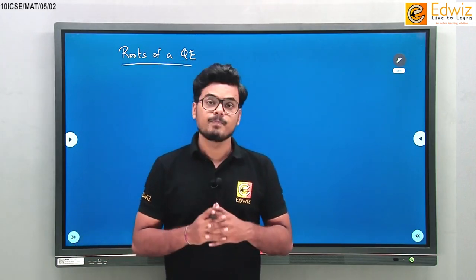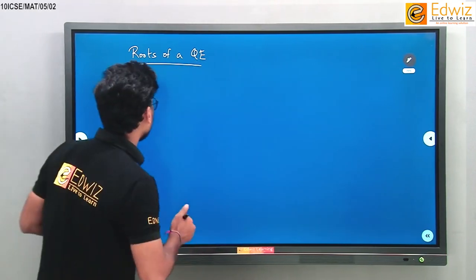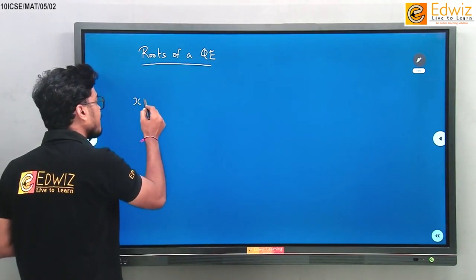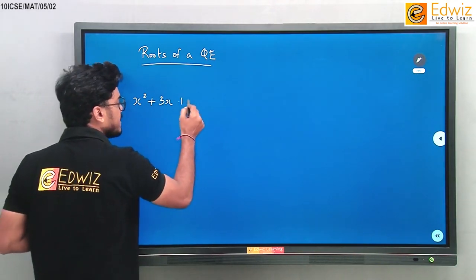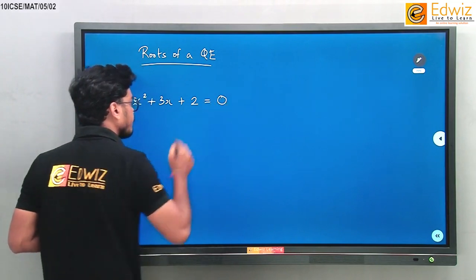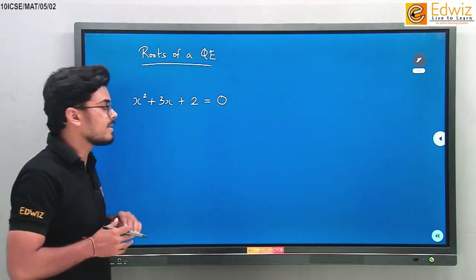So, let us discuss what the nature of the roots is. How do we define the nature of the roots? For example, I have a quadratic equation x square plus 3x plus 2 equal to 0. Clearly, this is a quadratic equation. The highest degree is 2.